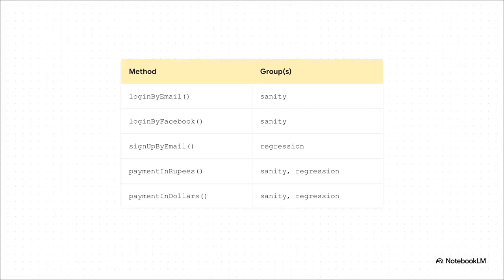And when you do this across your whole suite, you start to build a really clear map of what every test is for. You can just look at it and see, okay, the login tests are for sanity, the sign-up stuff is for regression, and these super important payment tests, well, they're part of both.